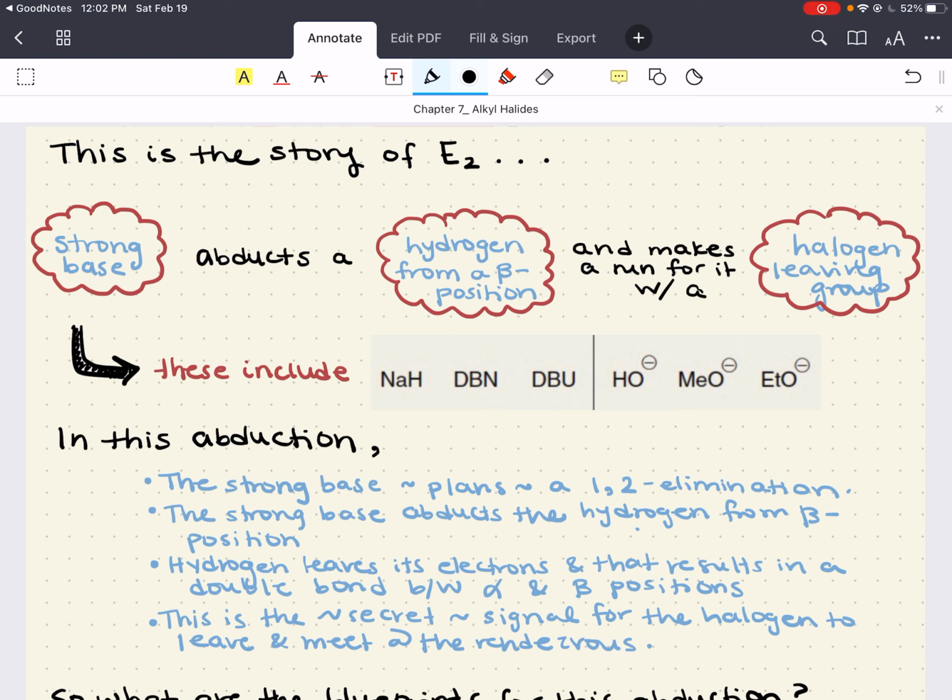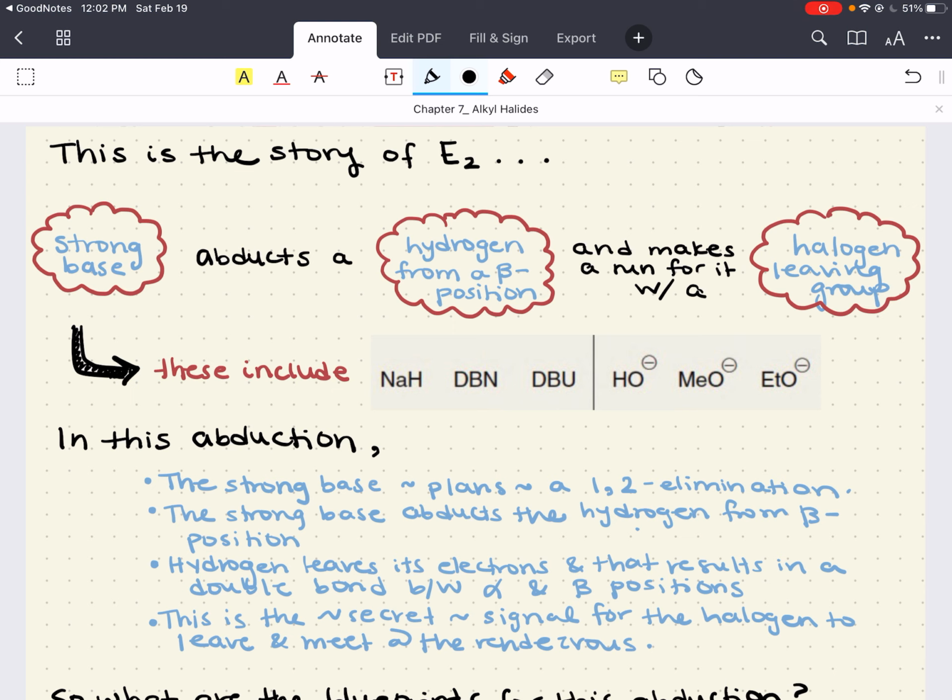And then when you treat an alkyl halide with a base, the alkyl halide can undergo a type of elimination process called a beta elimination. So here is the story of E2. Unlike SN2, which was a love story, the story of E2 is one of robbery. Now, in this E2 abduction, the strong base plans a robbery that will result in a 1-2 beta elimination.